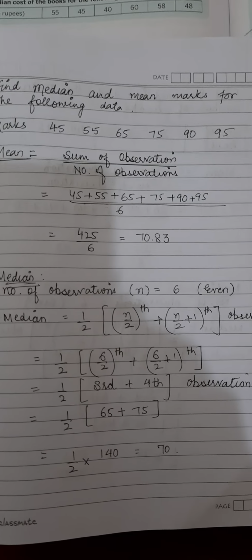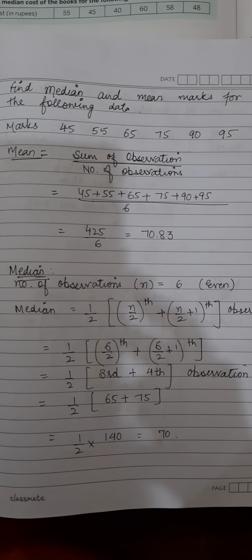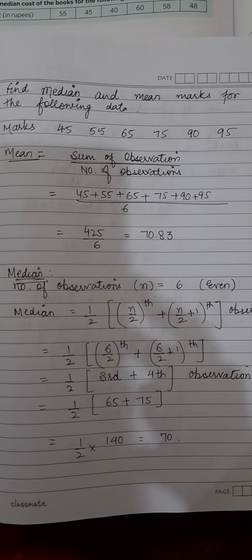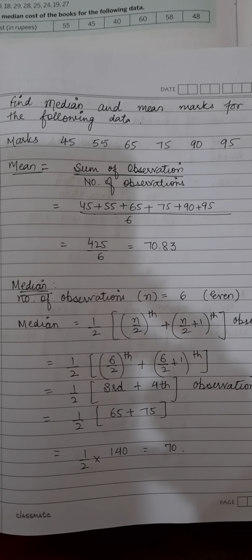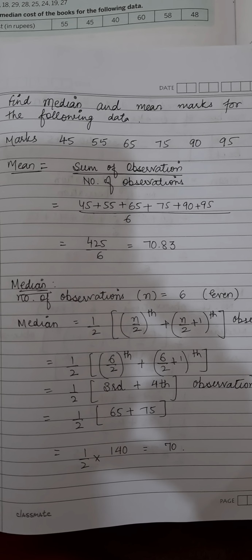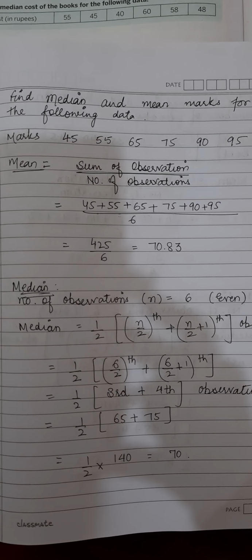Question number 3 is again the same. All the questions, number 3, 4, 5, are the same, in which you have to find the median and mean. The data is already given to you. Find the median and mean marks for the following data. Now these are the marks, given in ascending order in the book.